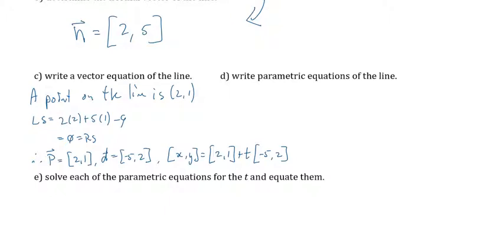Zach? Yeah, so it's like x equals the x part here, so 2 plus t times the x part here, negative 5. T times negative 5. And I write it like this. X equals 2 minus 5t. And y equals 1 plus 2t. There's the parametric equations. Different forms are useful for different things.